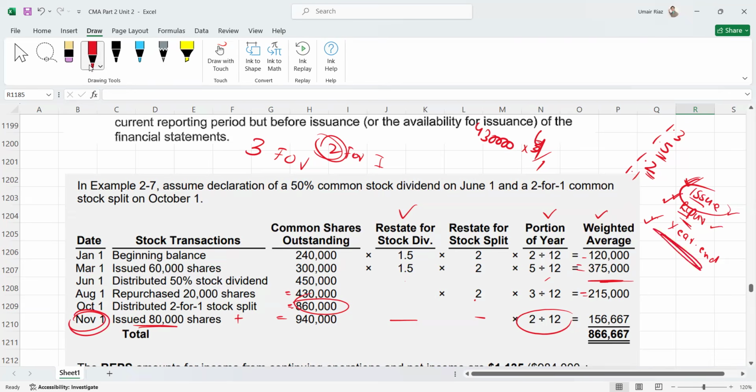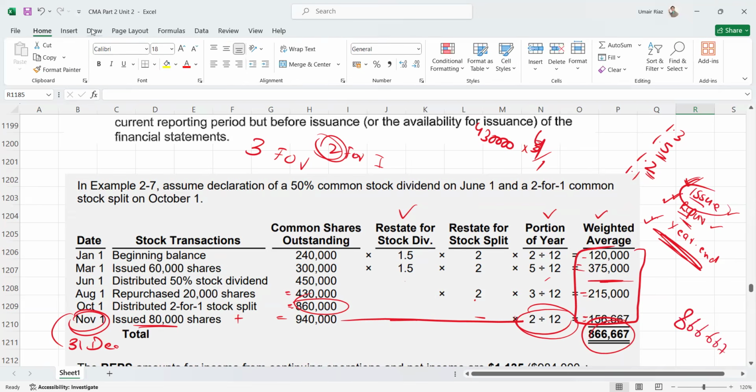We don't have a repurchase, we just have the year end, and year end is 31st December. So November 1 till 31st December, these are 2 months, November and December. So 940,000 into 2 by 12 is 156,667. If I add all these weighted average shares, this will become the weighted average number of common shares outstanding. And again, you can calculate EPS. So now the shares are 866,667.